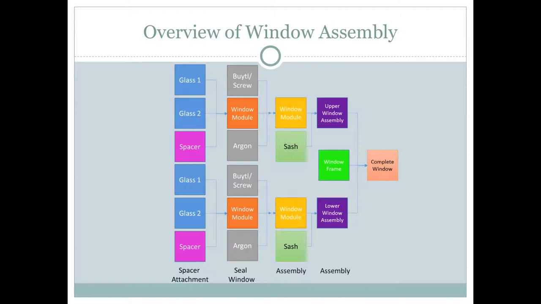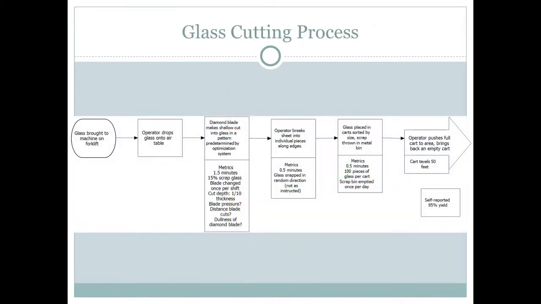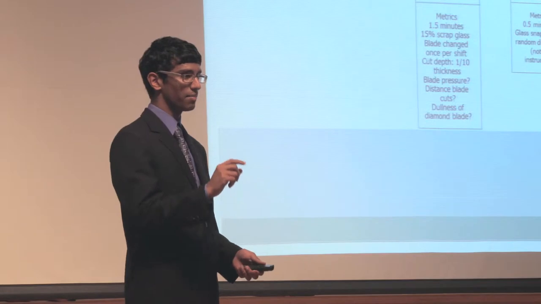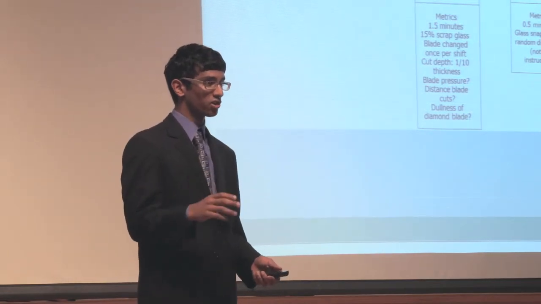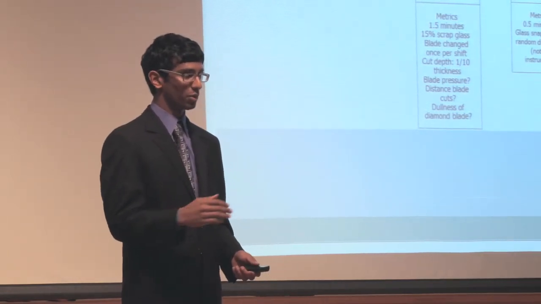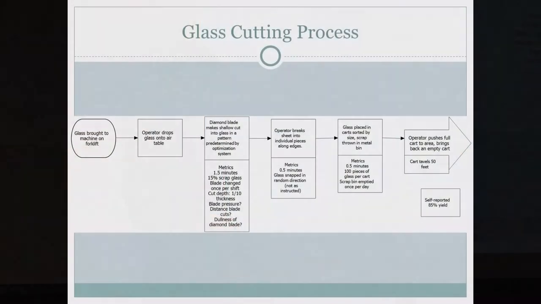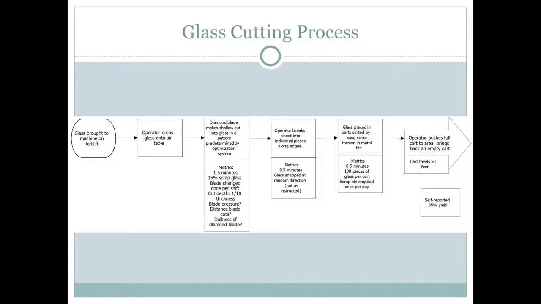The first macro process of the whole window making process is glass cutting. In this part, the glass is brought to a machine on a forklift. You have 72-inch by 84-inch pieces of glass there. It's lifted, loaded, and then each individual sheet is tipped onto an airbed where it lays until it's moved over by the operator into the actual cutting area. Now a diamond blade will go one-tenth of the depth of the glass and make an incision. It's already optimized using the optimizing software, and once it's scored, it's shifted to two operators who will break the glass, throw the scrap glass away, and put the actual pieces of glass into carts that hold 100 pieces of glass.